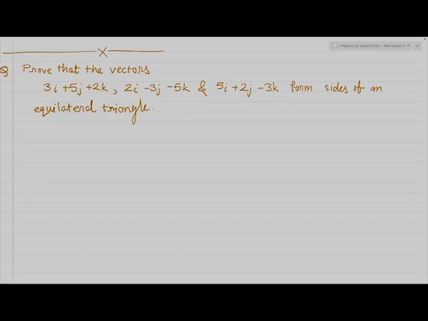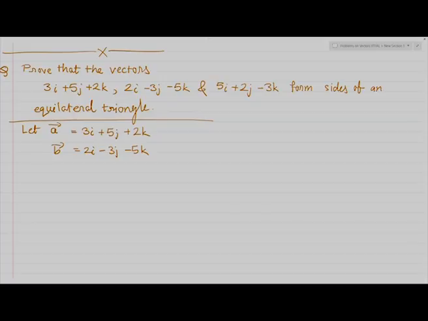First of all, we should show that they form a triangle, and then we show that they form sides of an equilateral triangle. So, for brevity, let us write them as A bar. So, this is the question. Now, we will start with the answer. A bar is equal to 3i plus 5j plus 2k. B bar is equal to 2i minus 3j minus 5k. Okay. Let us just name these two.